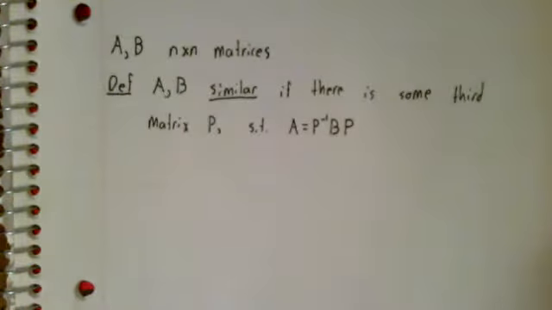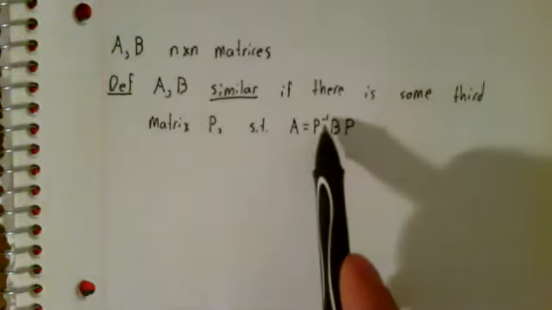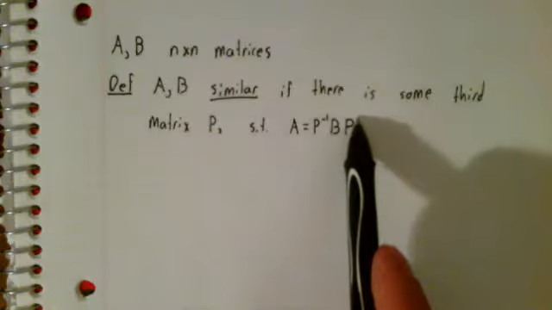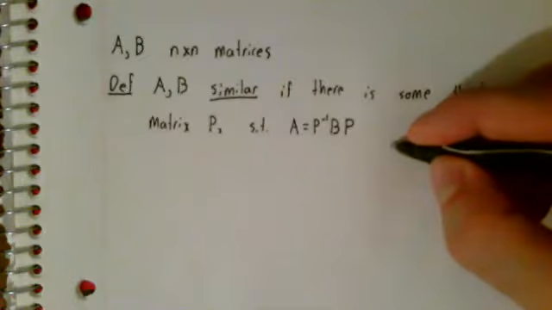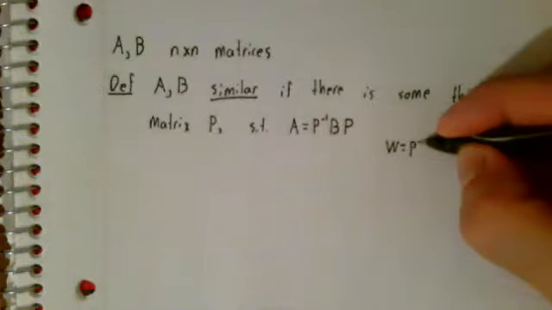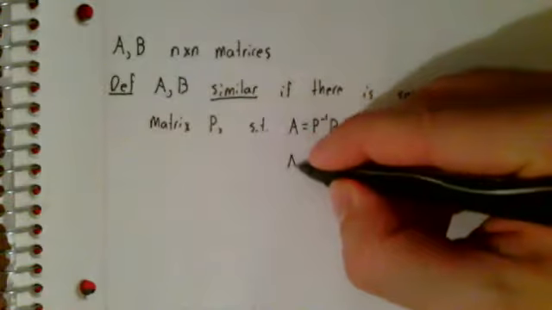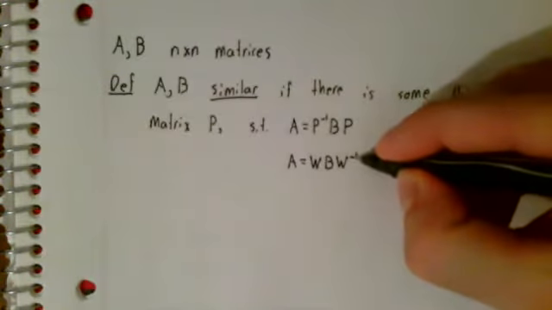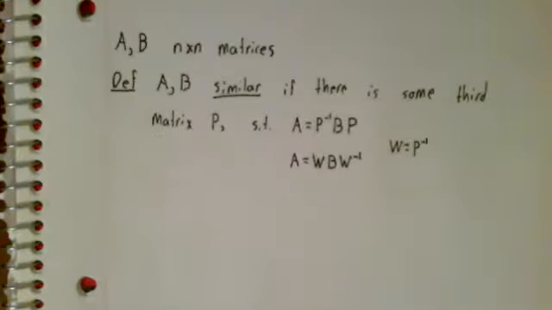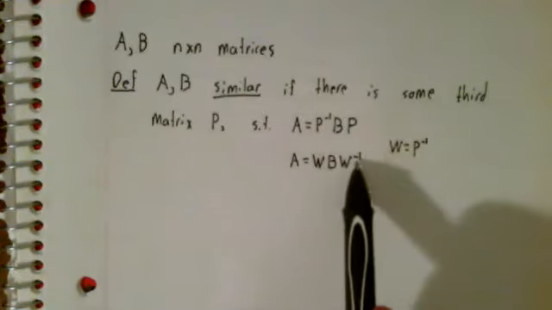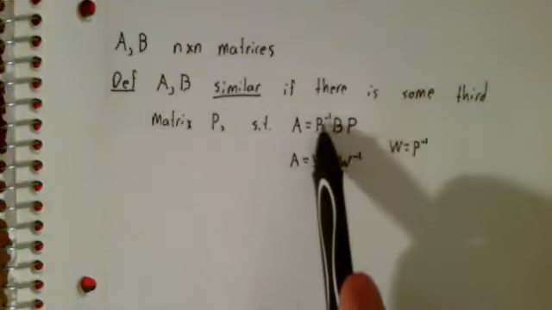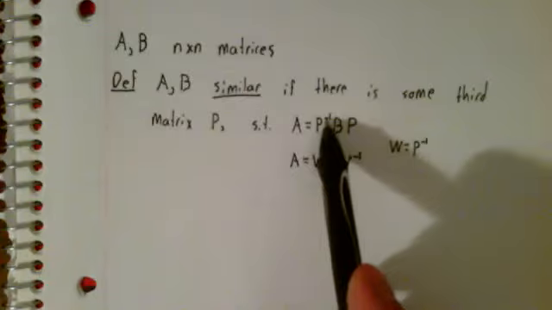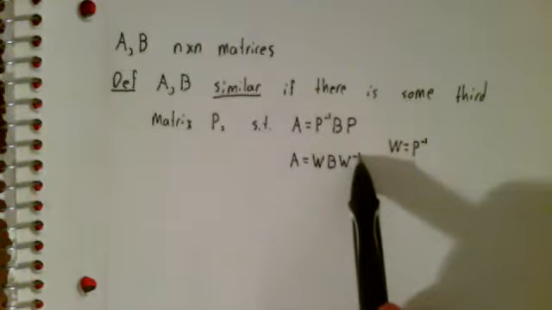Let's make a few observations. First of all, it doesn't matter where the inverse goes in this definition. You could just as easily have it over here. So if we let W be P inverse, then A equals W times B times W inverse. So if you look for help online or something, and you see the inverse over here to the right, instead of over here to the left, it doesn't matter. This definition is the same whether you have the inverse here or the inverse here.